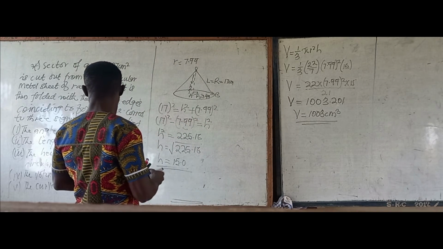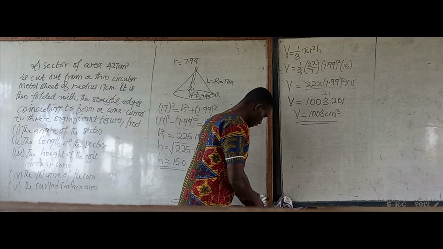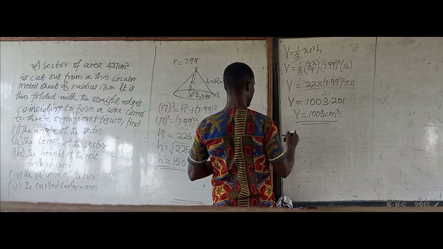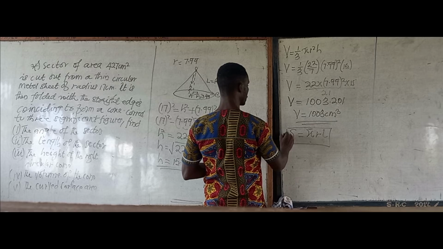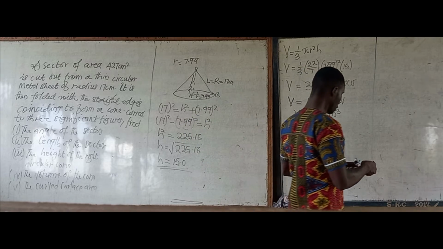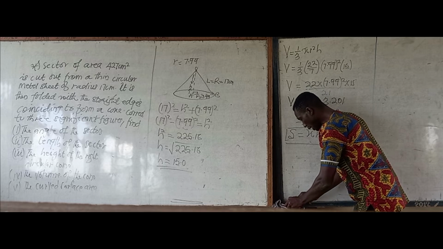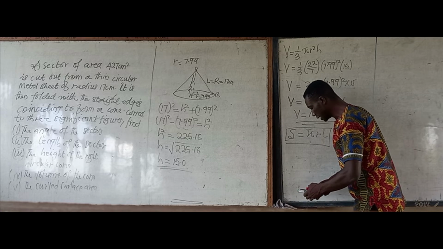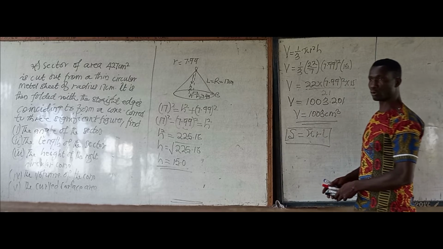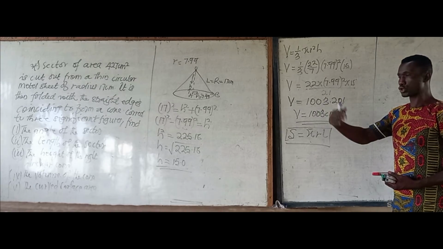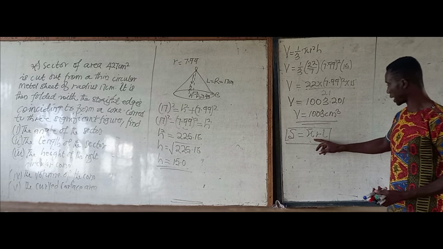And the final one is the curved surface area. The curved surface area of a cone is S is equal to pi r L. This is the formula for curved surface area. In the previous video, I have taken my time to explain most of these concepts, so you better look for some of the videos on circles. There, I also explain why it is pi r L.